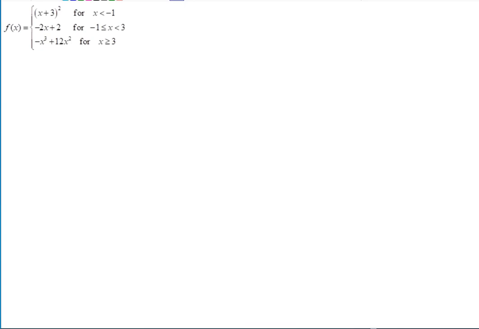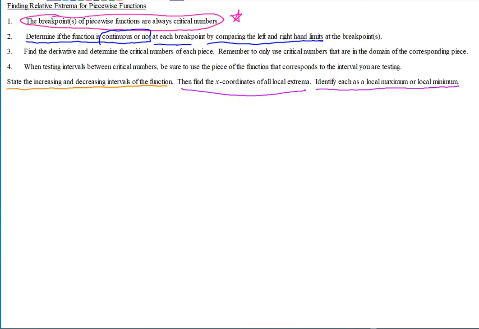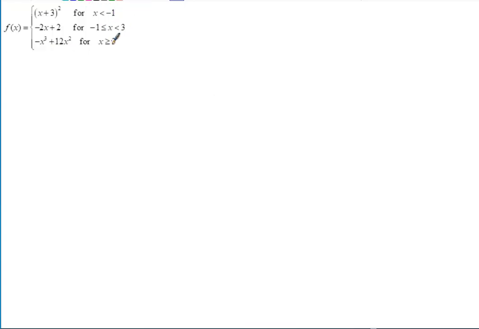So the first thing to do, in this case, the breakpoints are wherever this function splits into different pieces. So in this case, -1 and 3. Those are definitely going to be on the number line. Those are definitely critical numbers for sure. But what we have to figure out is if the function's continuous or not there. So the way we do that is find the limit as x approaches -1 from the left and compare it to the limit as x approaches -1 from the right.